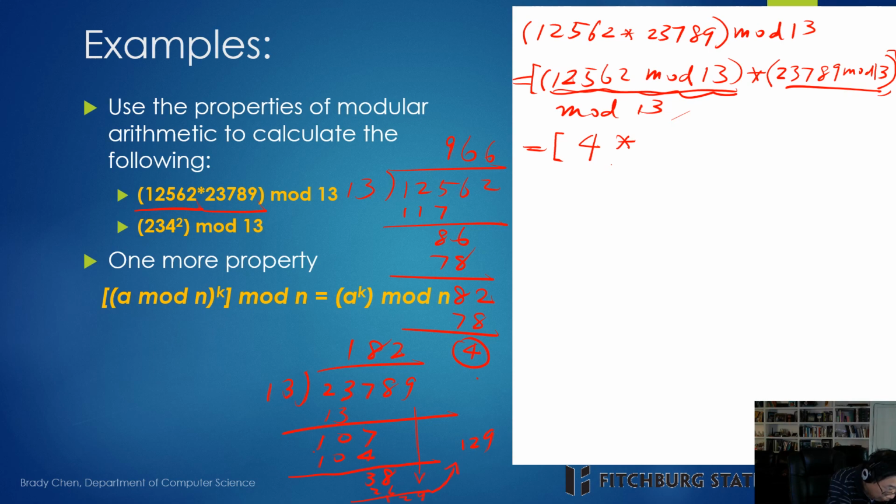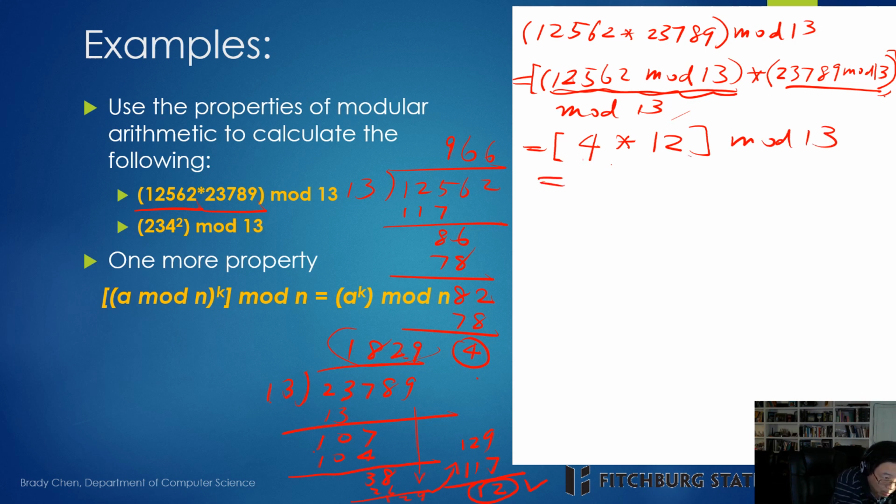Now for 13, what do we need to put? We need to put a 9. So 9, 3 times 9 is 27, 2, 1, 1. So we get the remainder 12. The quotient is 1829. That's the quotient. The remainder is 12. Okay. So then we get this, and then modular 13.